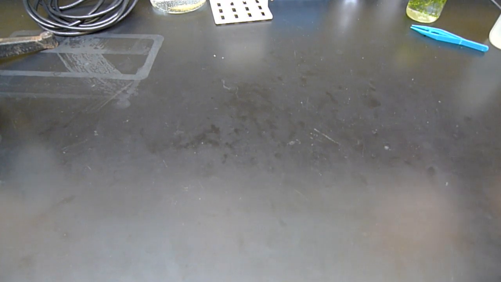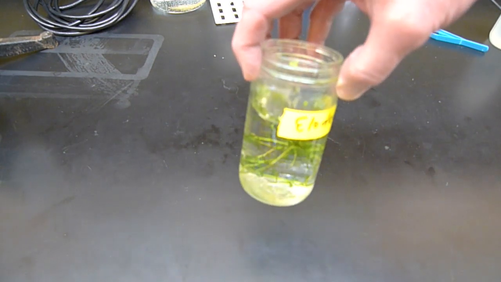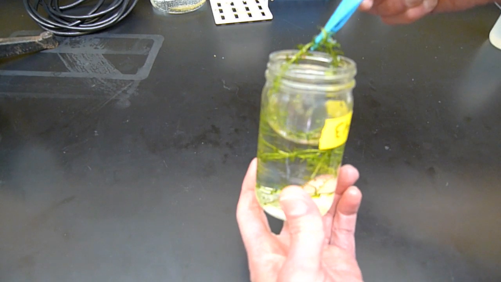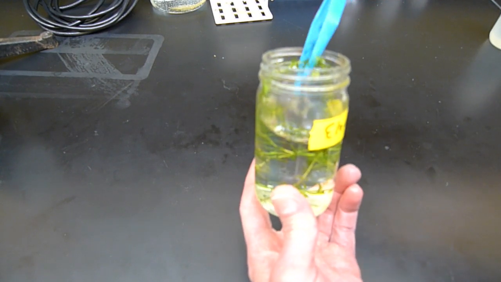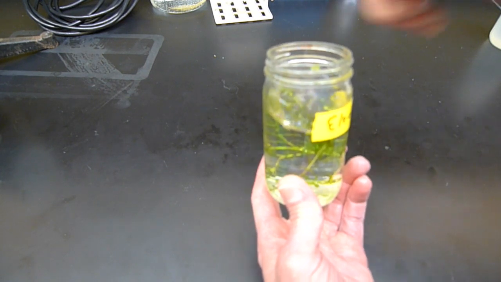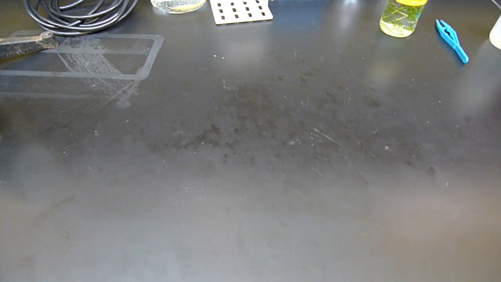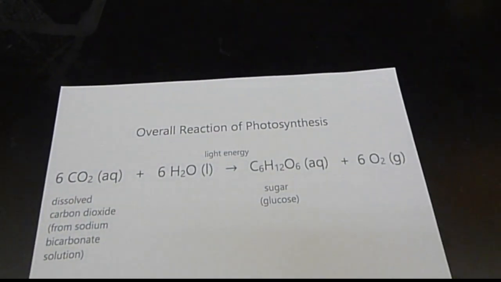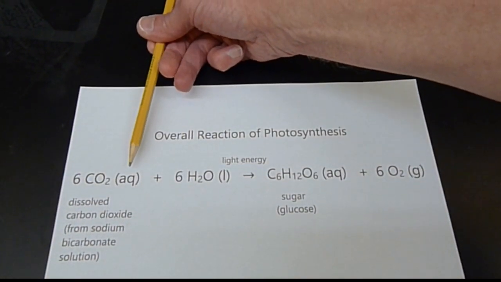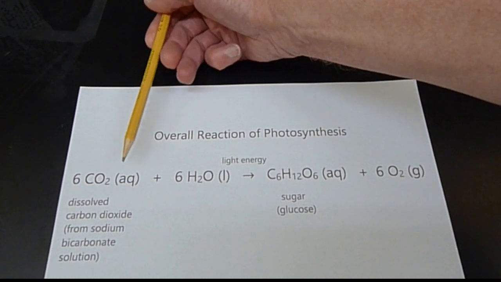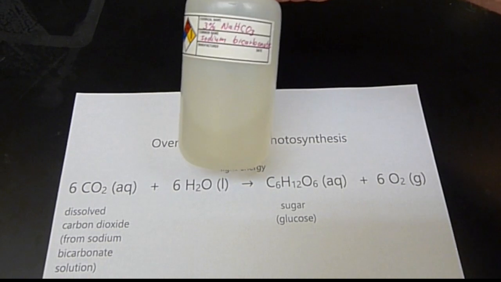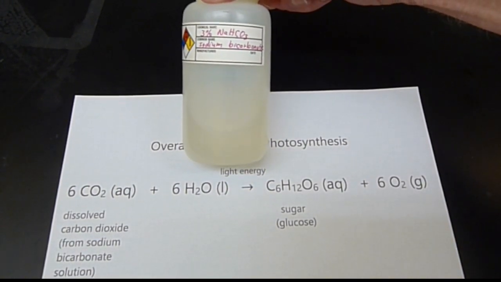So our photosynthetic creature of the day is Elodea. This is from our aquarium. It's a green plant that grows underneath the water. So this one's not going to be absorbing carbon dioxide from the air, gaseous carbon dioxide. It's going to absorb it from the water. So in this reaction, notice I've got CO2 with a little AQ next to it. AQ means it's dissolved in water. And in particular, we're going to be using a solution of sodium bicarbonate. That's here. Sodium bicarbonate is going to be the source of CO2.